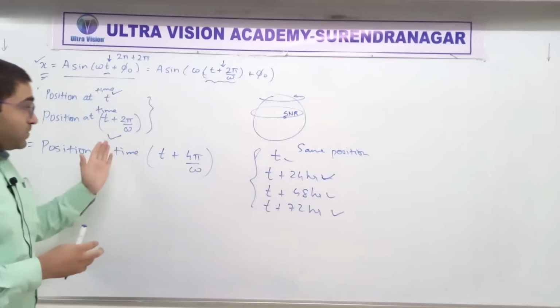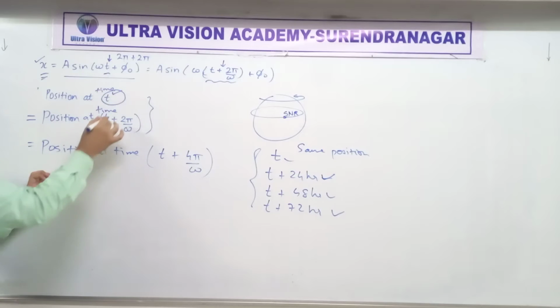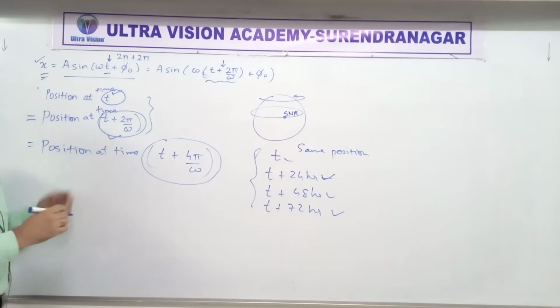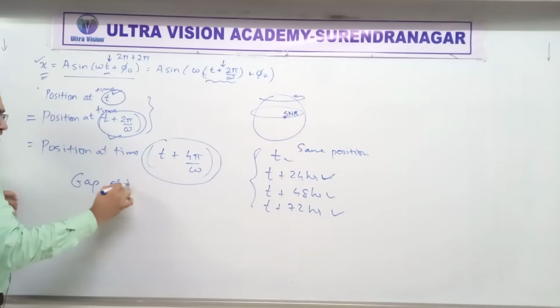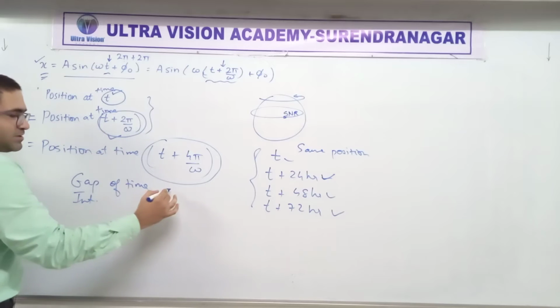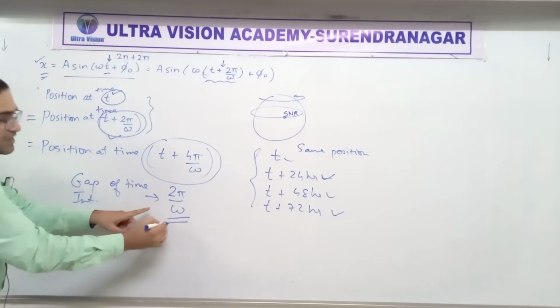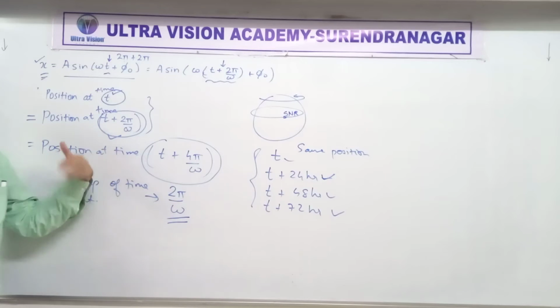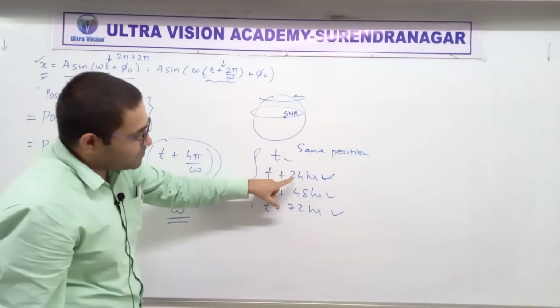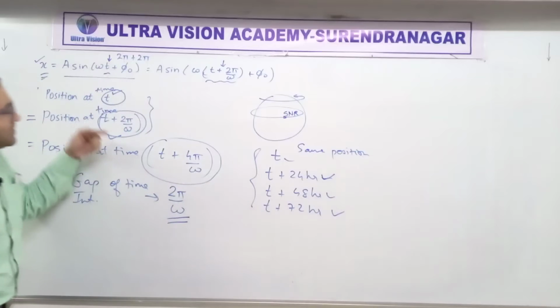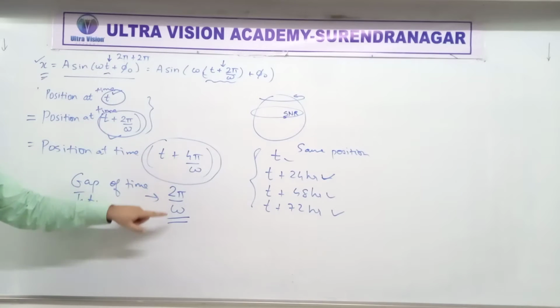Okay? Compare that with this. Position at time t, then position at time t plus 2 pi by omega, and then position at time t plus 4 pi by omega. Every time, do you realize that we are having a gap of time? How much interval of time? 2 pi by omega, and everything gets repeated, correct? Did you understand what I am saying? After a gap of 2 pi by omega, it's getting repeated, just like here it's getting repeated after a time of 24 hours. Plus 24, plus 24, plus 24. Like that, plus 2 pi by omega, plus 2 pi by omega, plus 2 pi by omega.